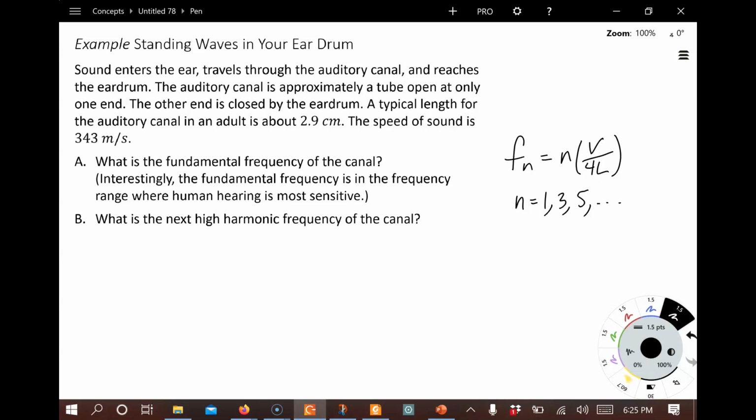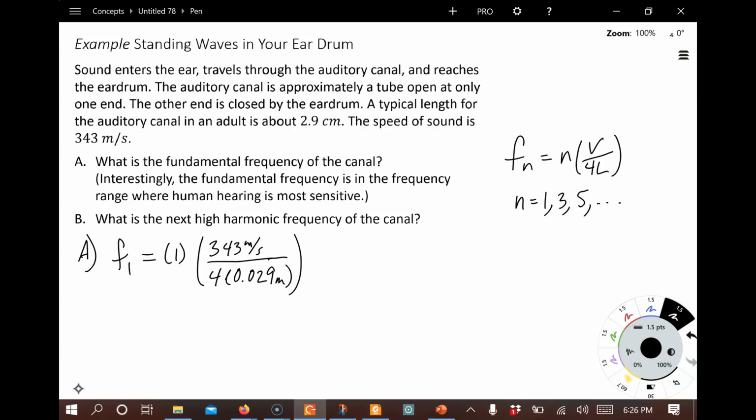All right, so to get the fundamental frequency, of course, that is n equals 1. So for part A, f1, the fundamental, is equal to 1 multiplied by the speed of the wave. This is a sound wave, 343 meters per second is the speed of sound we're using here, divided by 4 multiplied by the length of the tube open at one end, which in this case is 2.9 centimeters. We're going to convert to SI units, 0.029 meters.